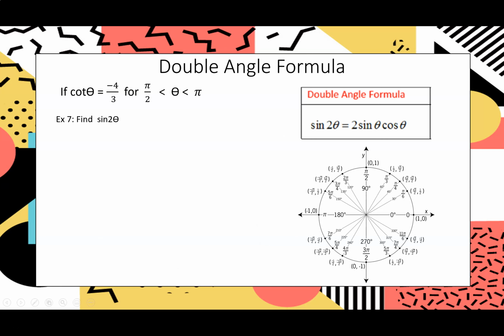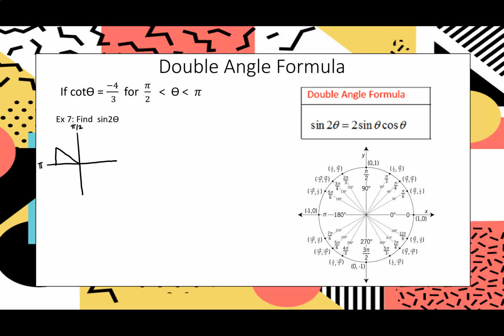All right, next one here, sine of 2 theta. I'm just skipping the other 2 steps, but really first we need to make sure that we can draw our triangle, find sine theta and cosine theta, and then we can plug into the formula. Notice here that we're between pi over 2 and pi, which indicates that we are in the second quadrant, right? That's pi over 2, and this is pi. So drawing that triangle, we've got something like this.